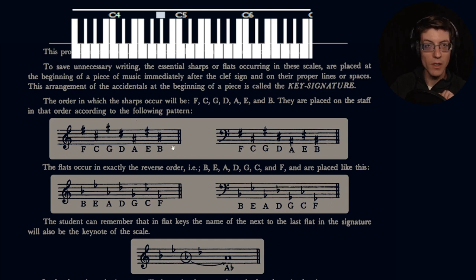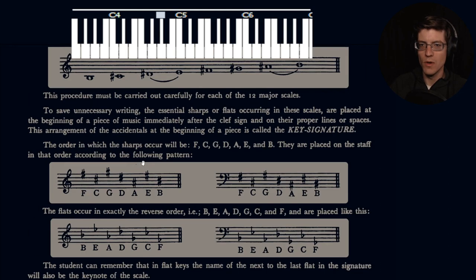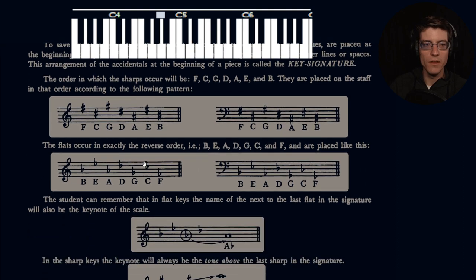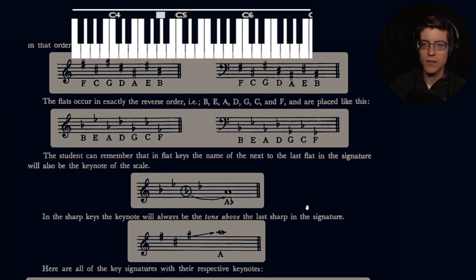So you see, we have already covered this pattern in our previous video on writing out the circle of fifths. But I'm sure we'll be making a lot more of it in the future. The flats occur in exactly the reverse order, i.e. B, E, A, D, G, C, F, and are placed like this on the treble clef and the bass clef. The student can remember that in flat keys, the name of the next to the last flat in the signature will also be the keynote of the scale.